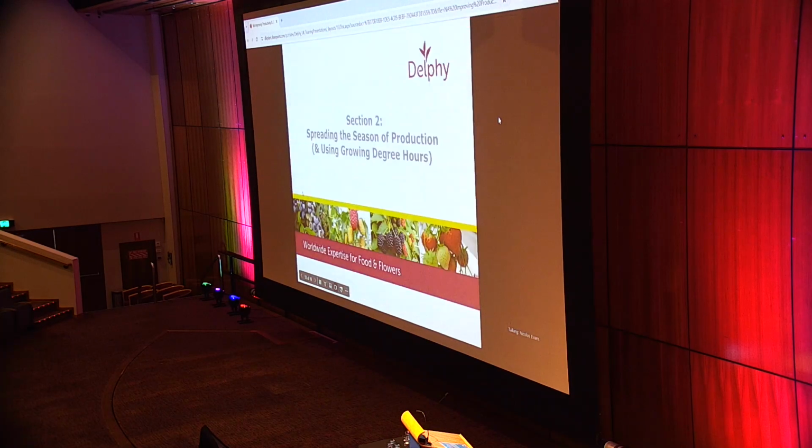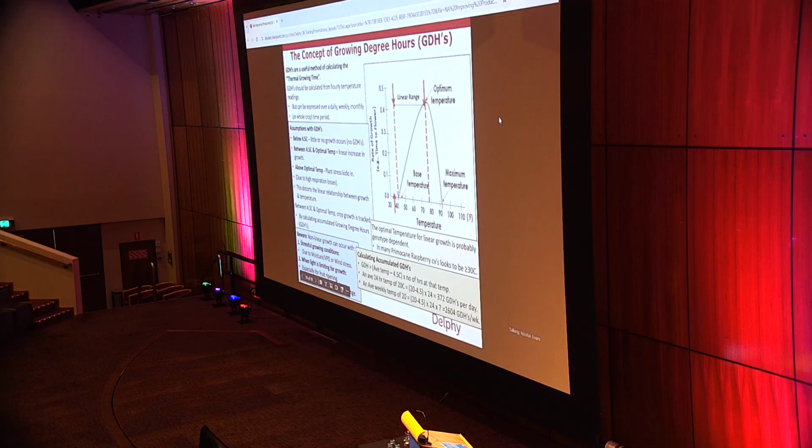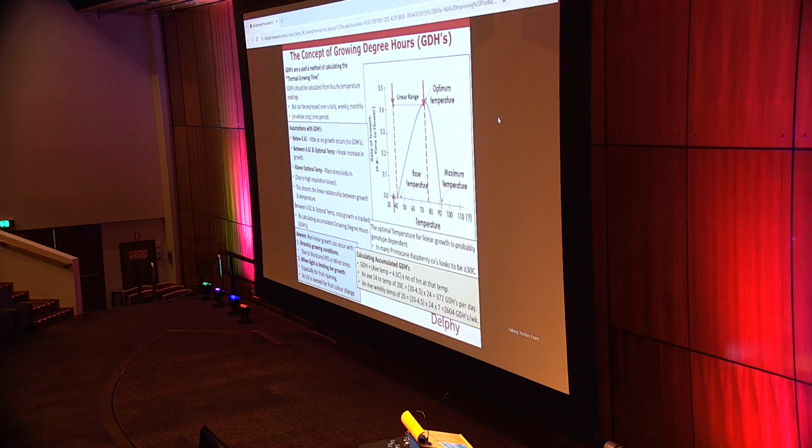Okay, so now moving to the section on spreading of the season using growing degree hours. The concept of growing degree hours: growing degree hours are a useful method of calculating thermal growing time. GDHs should be calculated from hourly temperature readings, but they can be expressed over daily, weekly, or monthly or whole crop time period. My preferred is daily.